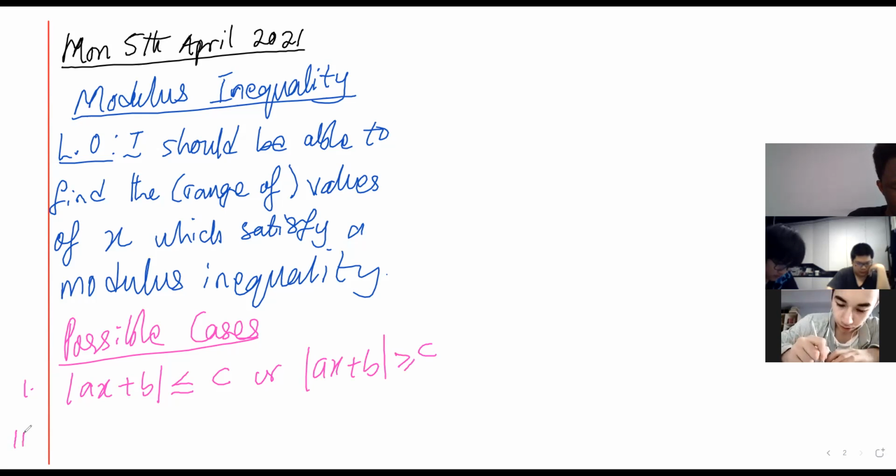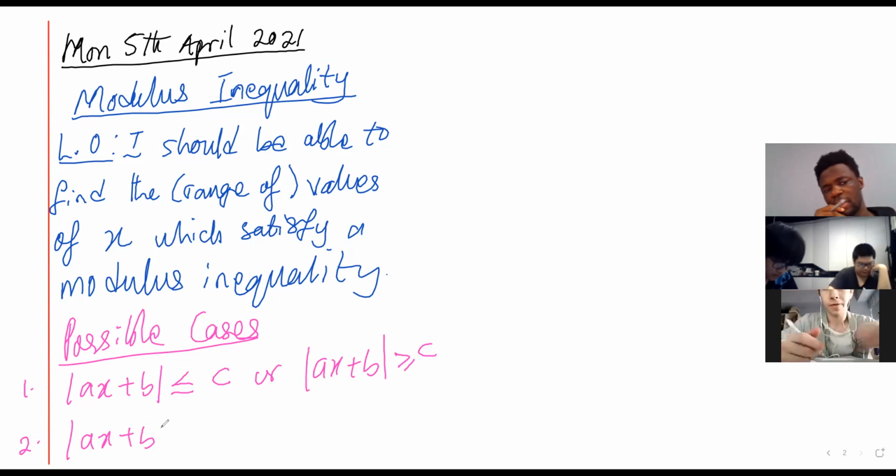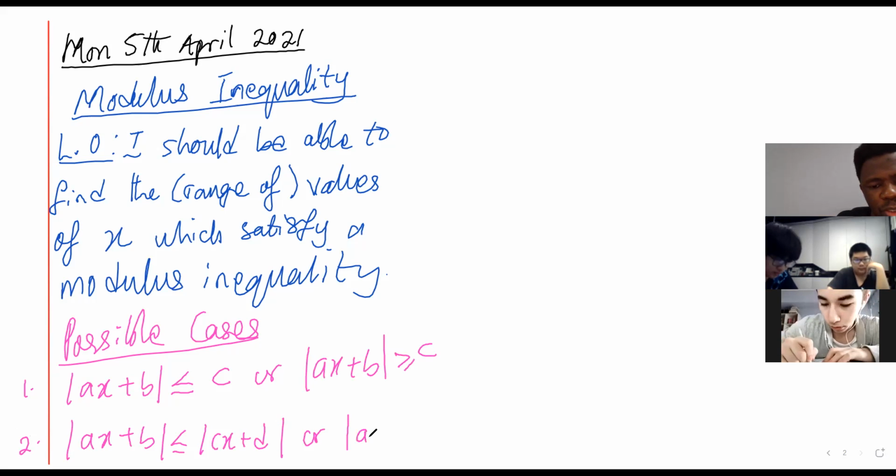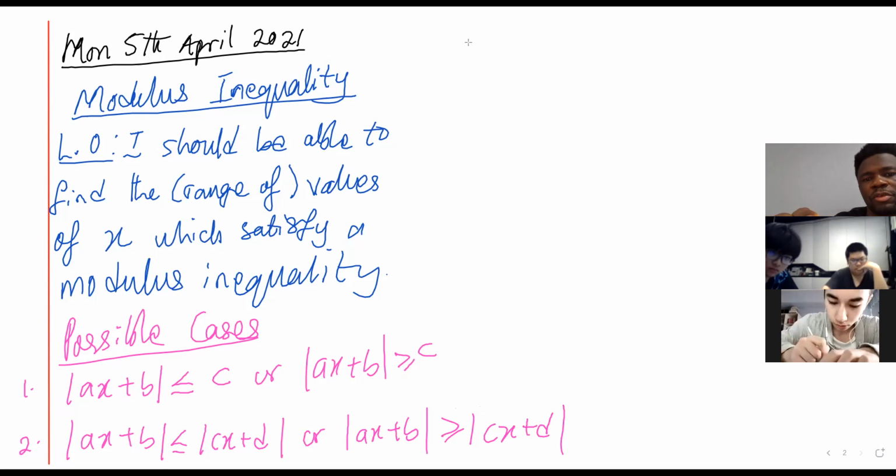And the second scenario, rather than ax plus b, I should actually say f of x, f of x being linear, because it could be rational as well. But it's okay. Ax plus b maybe less than or equal to cx plus d. Or it could be greater than, or it could be equal to cx plus d.